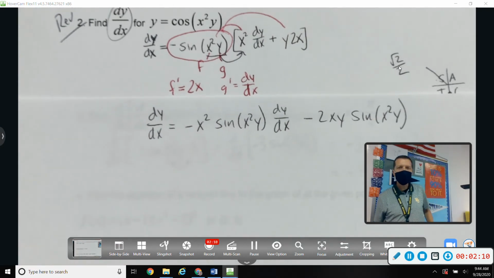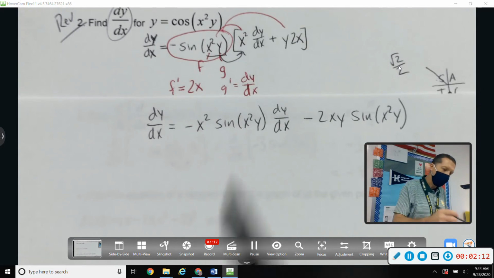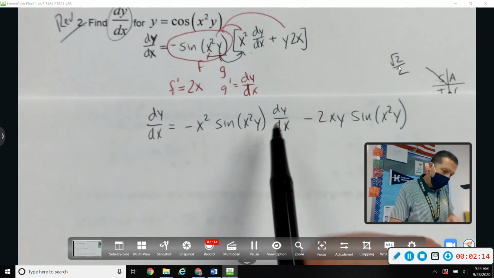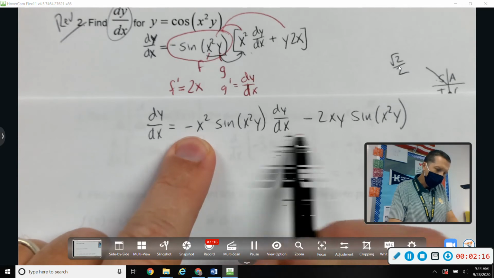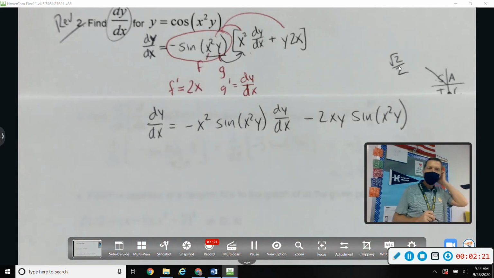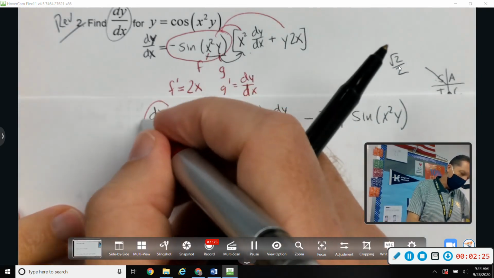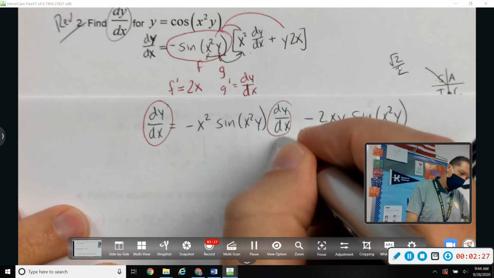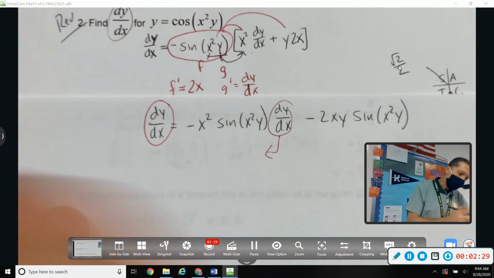Okay, so I distributed the negative sign of x squared y to both of those pieces. Double checking to make sure I did that correctly. I think I did. And I had to do that in order to get the dy dx's on the same side.